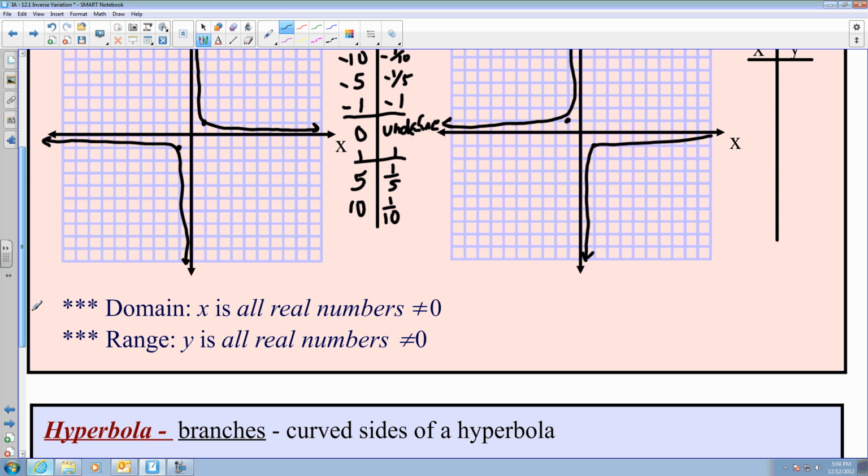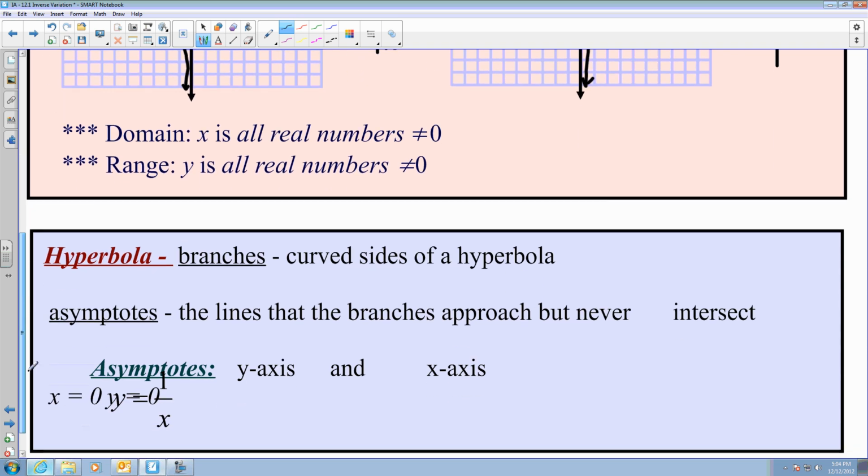And the domain and range here: the domain is the set of all x values, and the range is the set of y values. It can be all real numbers as long as x does not equal 0. Same thing for y. Y cannot equal 0 because, again, if x is 0, it's undefined. So that's where we get our asymptotes.